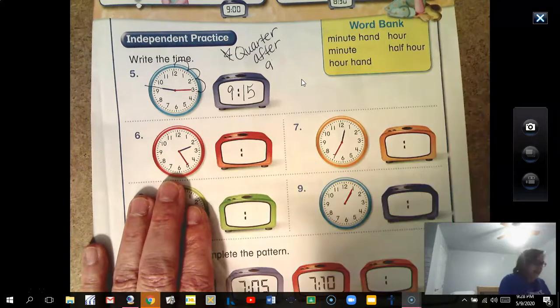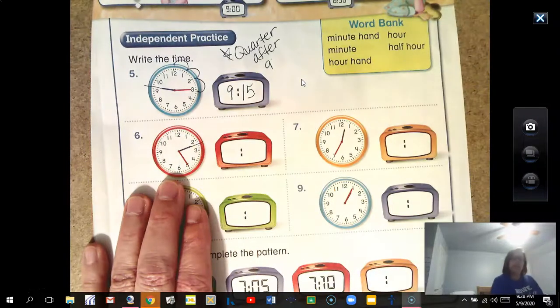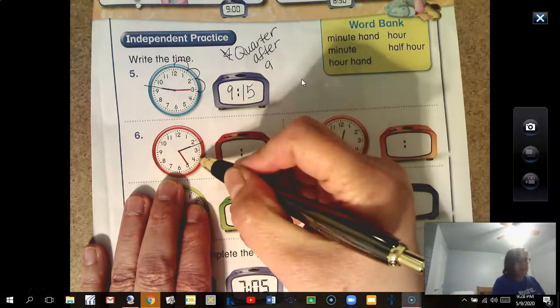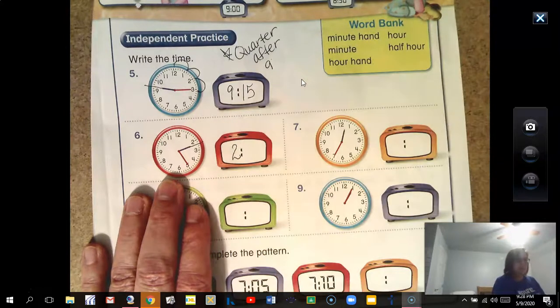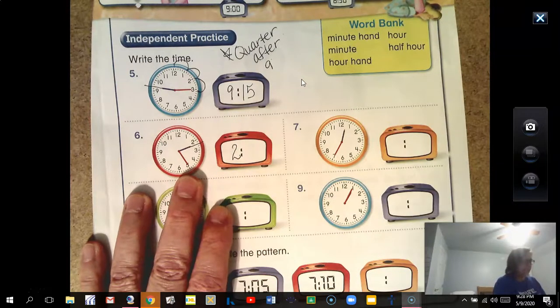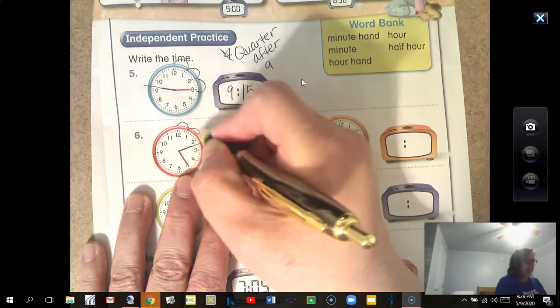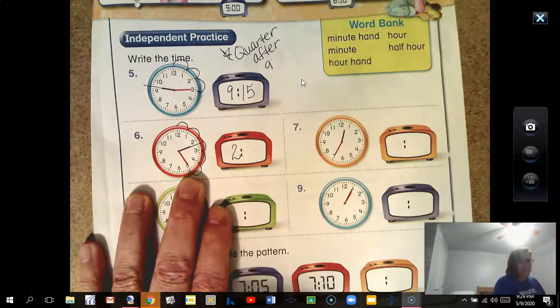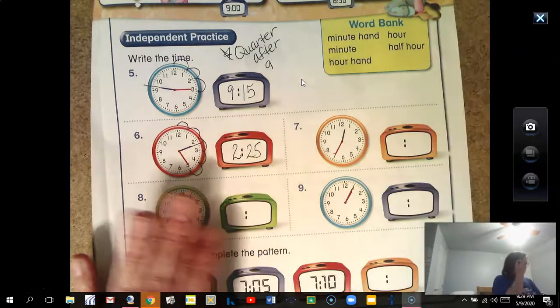We're going to look at the hour hand. It is between the 2 and the 3. And remember, you think in your head, it hasn't reached the 3 yet, still on 2. Then we go to the minute hand. We start up here and count by, that's right, 5, 10, 15, 20, 25. We go all the way to that minute hand, and we got 25, so 2:25.